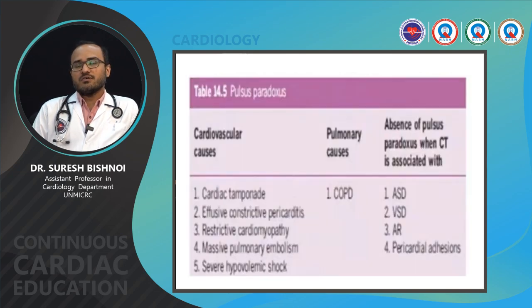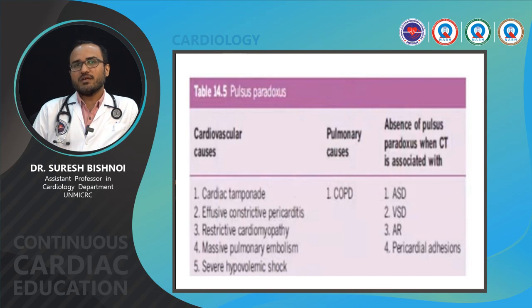So cardiovascular, in a depiction of pulsus paradoxus, you may have a cardiac or non-cardiac cause, or even a scenario where pulsus paradoxus is absent. The foremost and most important clinical cause is cardiac tamponade. Then there is effusive constrictive pericarditis. Next is restrictive cardiomyopathy, massive pulmonary embolism or severe hypovolemic shock.